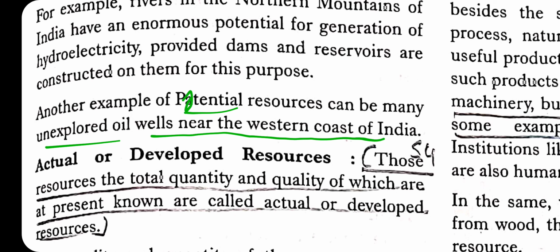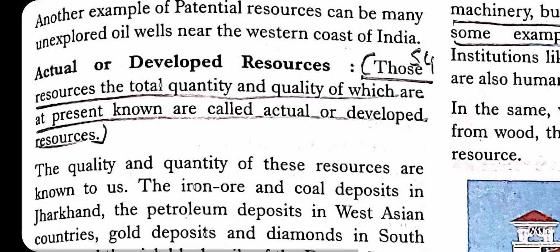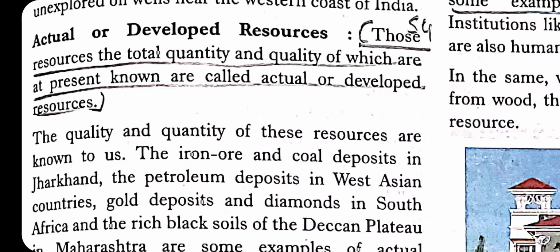the western coast of India. Now let us discuss actual and developed resources: those resources whose total quantity and quality are known are called actual and developed resources.